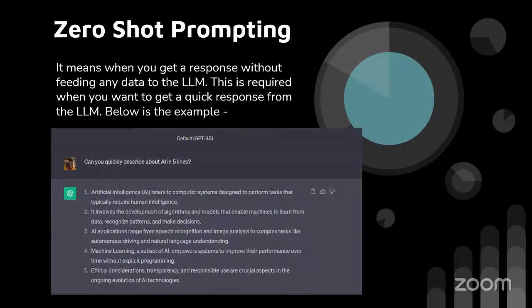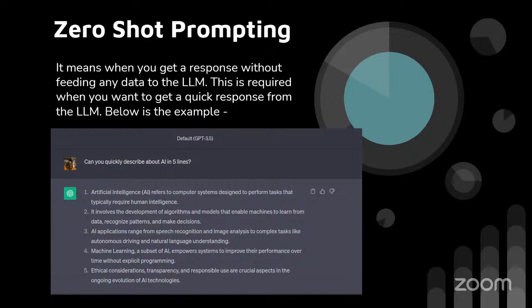What is zero shot prompting? Zero shot prompting means when you get a response without feeding any data to the LLM. This is required when you want to get a quick response from the LLM. Below is the example. Can you quickly describe AI in pipeline? So basically, we use GPT. I'm just saying, can you quickly describe AI in pipelines?